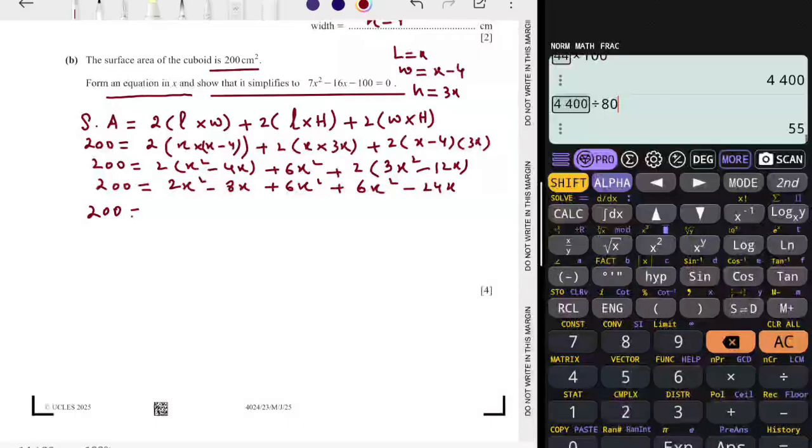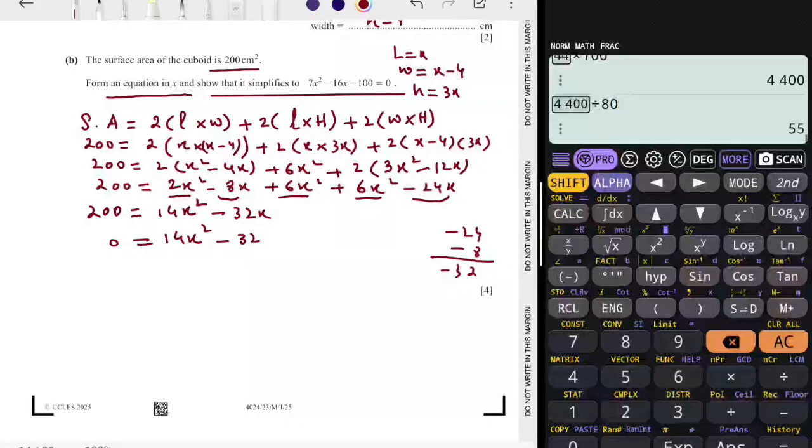200 is equal to 2x square plus 6x square plus 6x square. This becomes 14x square, and minus 8x and minus 24x is equal to, we are going to add them. This becomes minus 32x. So we'll shift 200 on the other side, it will be 0 equals 14x square minus 32x minus 200.